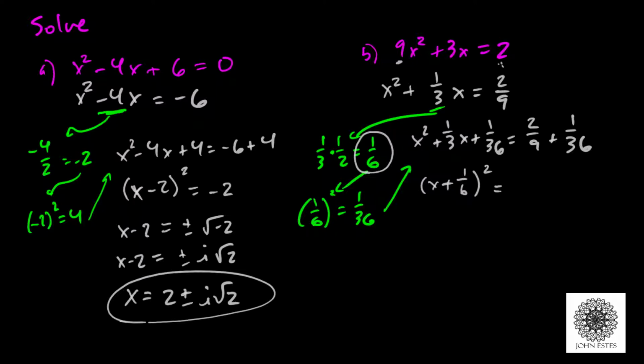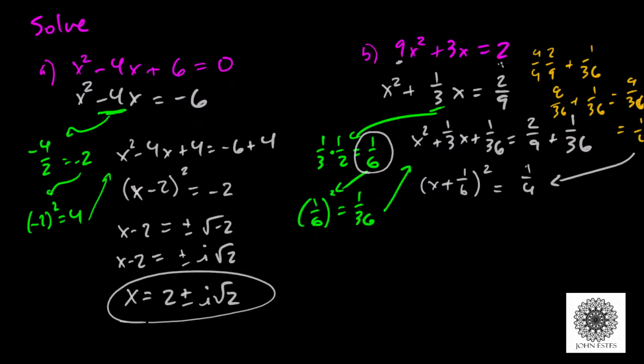Okay, now on the right hand side, we have to do a little bit of scratch work because we have these fractions. So just to review how to do that, you get a common denominator. So I need to multiply the 2/9 by 4 over 4 to get the 36th. Okay, so that's going to end up being 8/36 plus 1 over 36, which ends up being 9 over 36, which ends up being 1/4. So the right hand side of my equation ends up becoming 1/4.